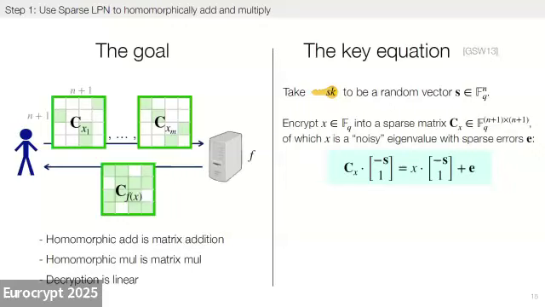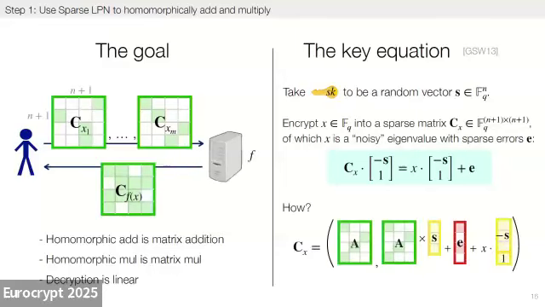So just to be very specific about what I mean here, we need this key equation to hold. This equation says that if I take C and multiply it by minus S1, so you can think of this as the extended secret key vector, then what I should get back is X multiplied by minus S1. So this really means that X is an eigenvalue, minus S1 is an eigenvector, plus some sparse errors. So I'm okay with this equation only holding in most positions.